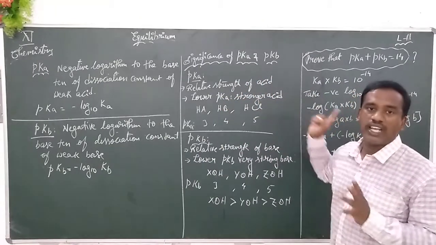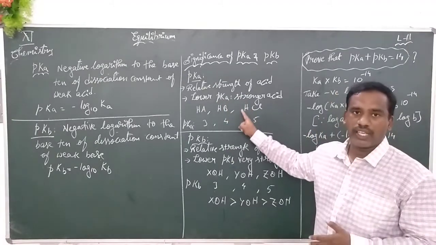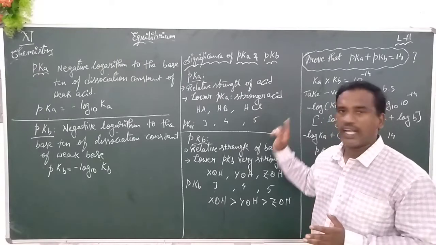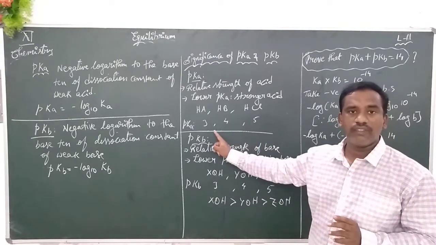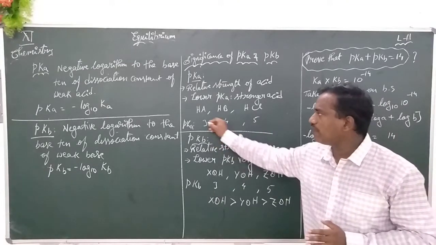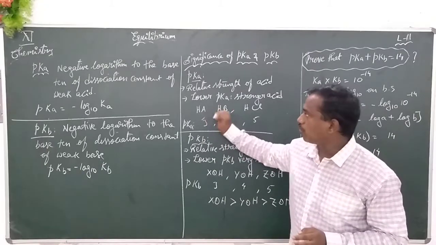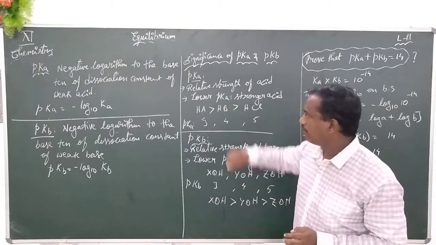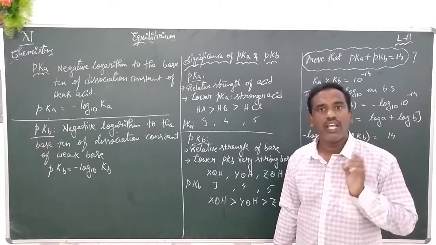Relative strength of the acid: pKa gives the relative strength of the acid. The lower the pKa value, the stronger the acid. For example, three acids are there: HA, HB and HC, with values 3, 4 and 5. The smaller the value, the stronger the acid. This means HA is a stronger acid than HB, which is stronger than HC. In this method, we can decide the strength of the acid.